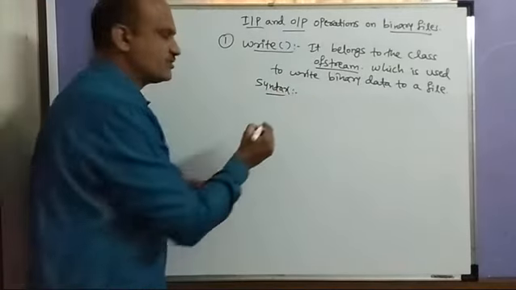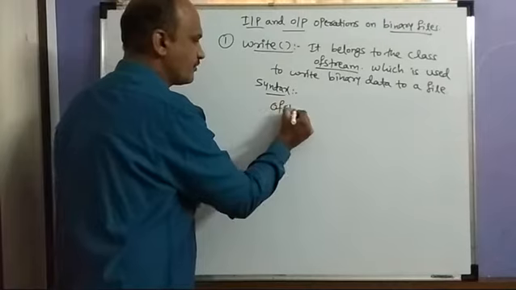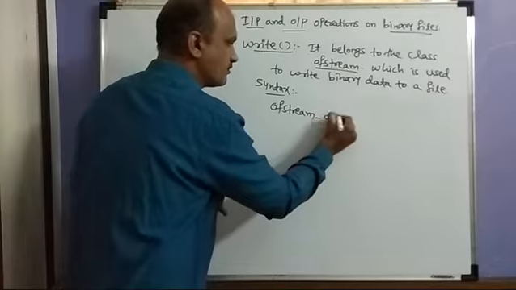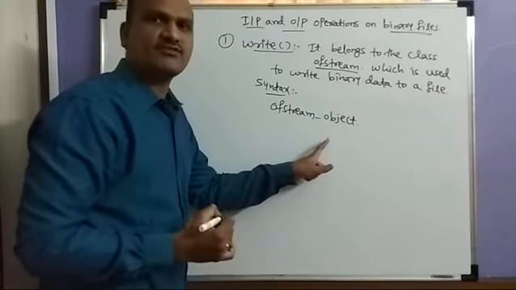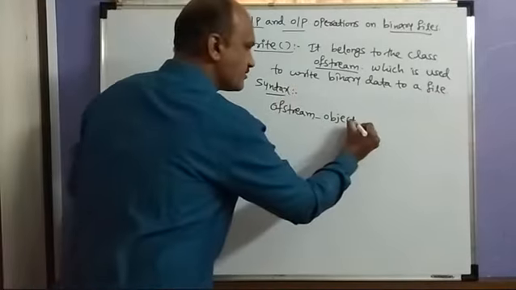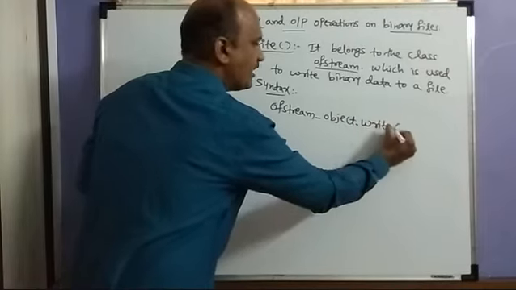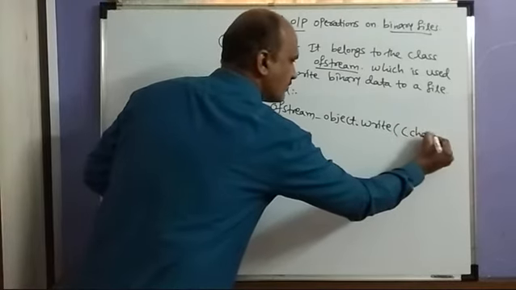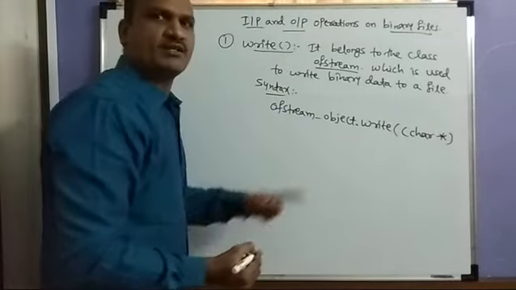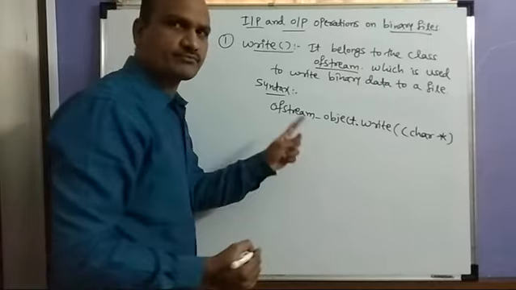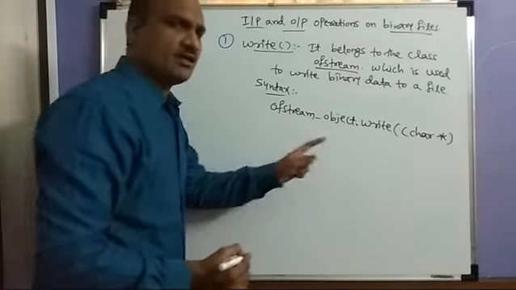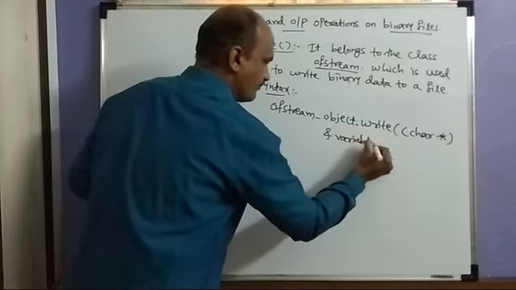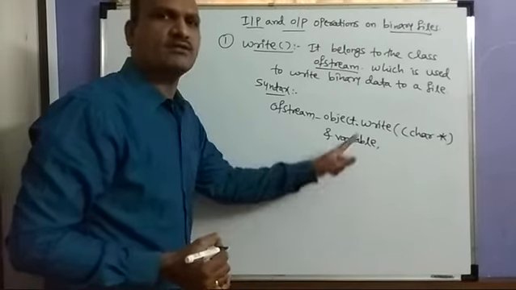As it is ofstream, we are using ofstream with an object. Here we are using the function write, and inside we are using the character, and there is a variable. We are using the address of the variable, and the last one, the size of the variable.